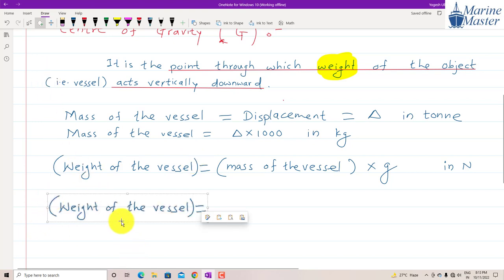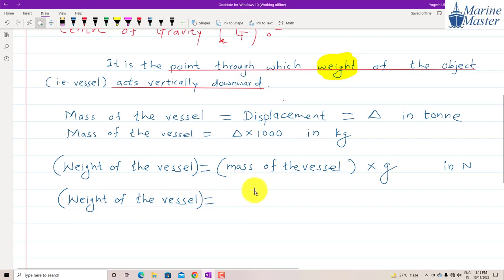Now, we can write another relation for the weight of the vessel. What is the mass of the vessel, guys? It must be in kilogram. And how will we get the mass of the vessel in kg? Displacement multiplied by 1000. Into G. So here we get the weight of the vessel as delta into 1000 into G in Newton, guys.